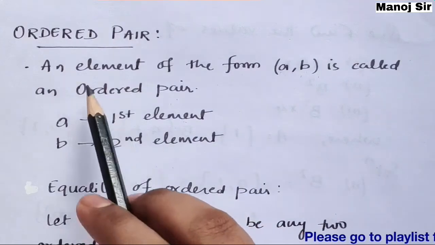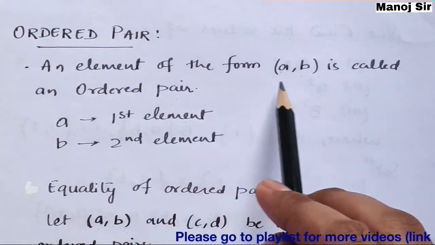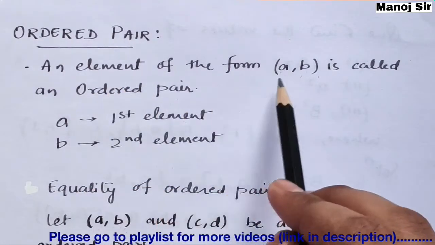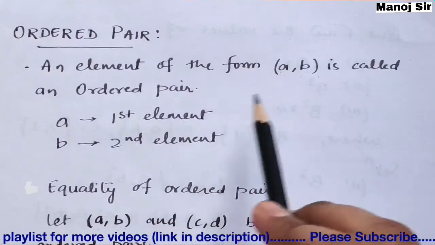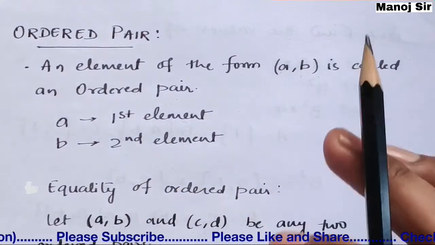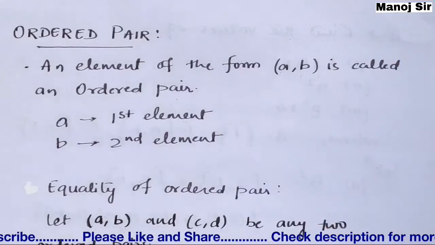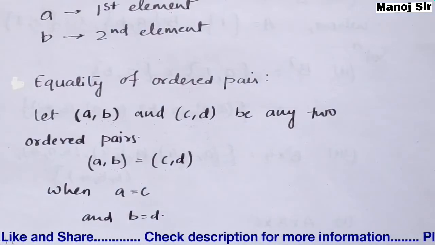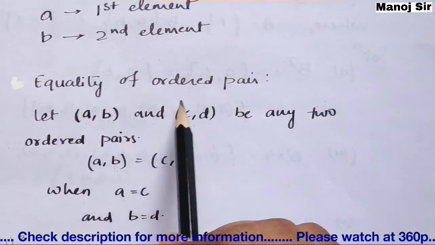So an element of the form (a, b) is called an ordered pair, where a is said to be the first element and b is said to be the second element. Now we will see what is the equality of ordered pairs. Second topic, that is equality of ordered pairs.